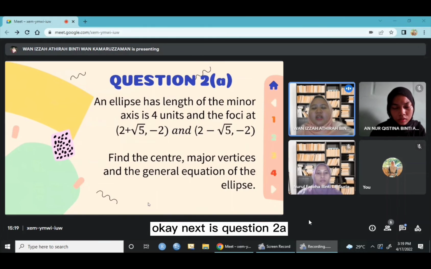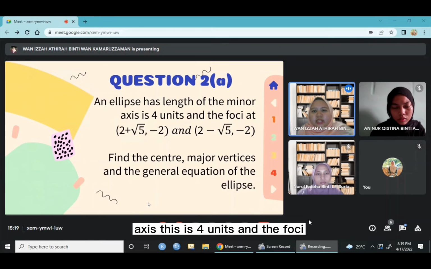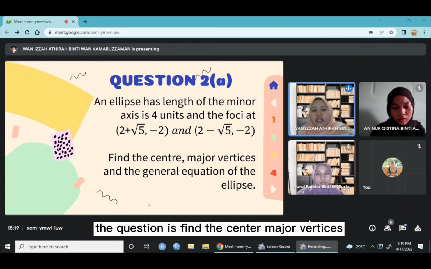Okay, next is question 2a. An ellipse has a minor axis length of 4 units and foci at (2 plus square root of 5, negative 2) and (2 minus square root of 5, negative 2). The question is to find the center, major vertices and the general equation of the ellipse.